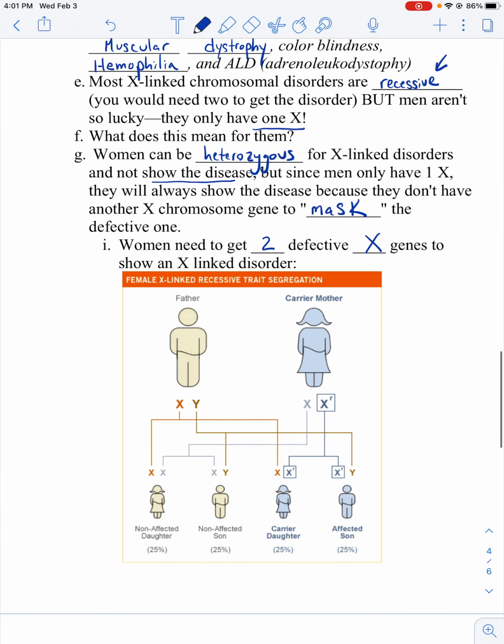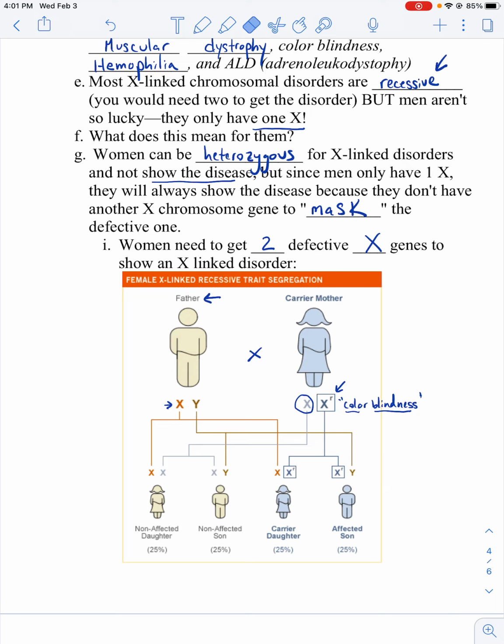So the easiest way to understand this is kind of looking at a diagram. If a male, the father, does not have an X-linked disorder on his X chromosome, and he marries a woman that does, so let's say this little r is color blindness, she's not going to show the color blindness trait because she has 1 normal X chromosome and 1 that is mutated that does have the color blindness gene. But the normal X chromosome will mask the defective colorblind gene.